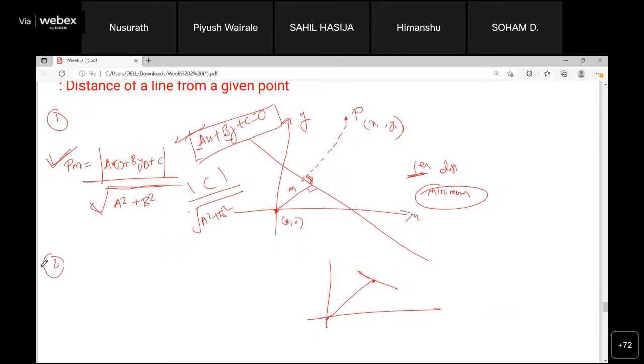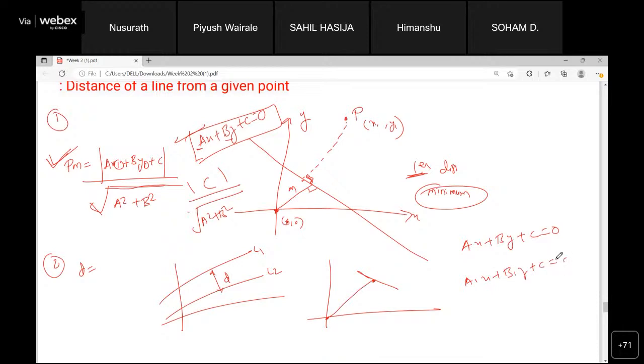Now one more thing: suppose I have two parallel lines, and the distance between the two is t. This one is L1 and this one is L2. If you see the general equation, ax plus by plus c equals 0, the ratio of a and b must be the same, right? So this is a1x plus b1y plus c equals 0.